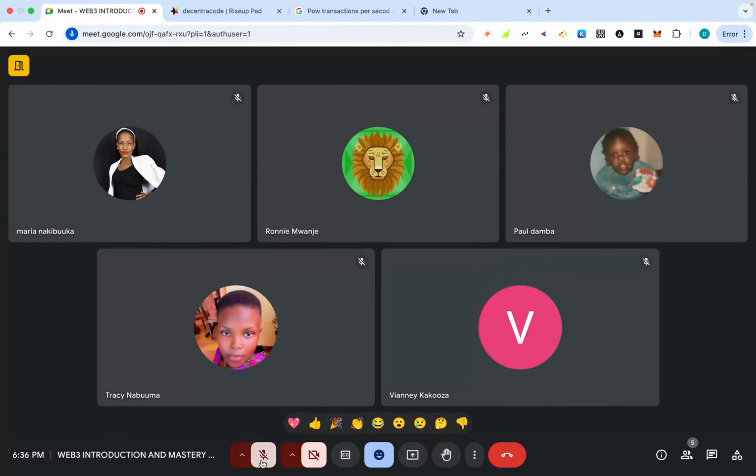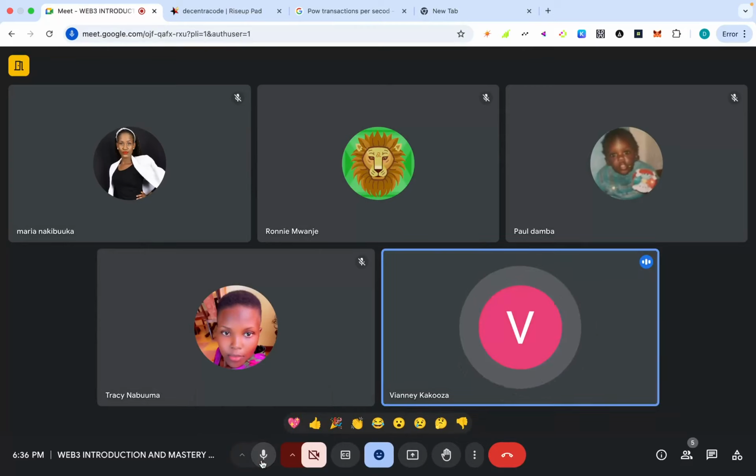Anyone? Maybe feedback on how far we're going. Is this class being effective? Are you learning something? Or do I need to change the model of teaching?